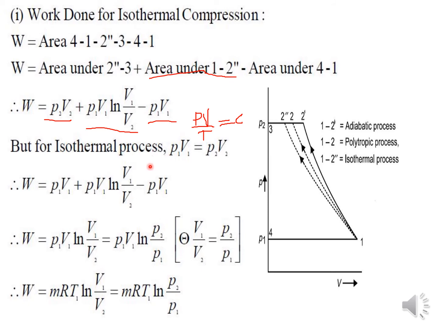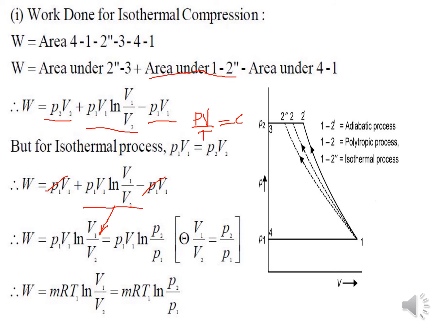Since these two are equal, now here you substitute, instead of P2 V2 is equal to P1 V1, I will substitute this, and this and this are the same. These two, one is plus and one is minus, so I can cancel these two, right? Only remaining is this part now. So this part I have written here, right?